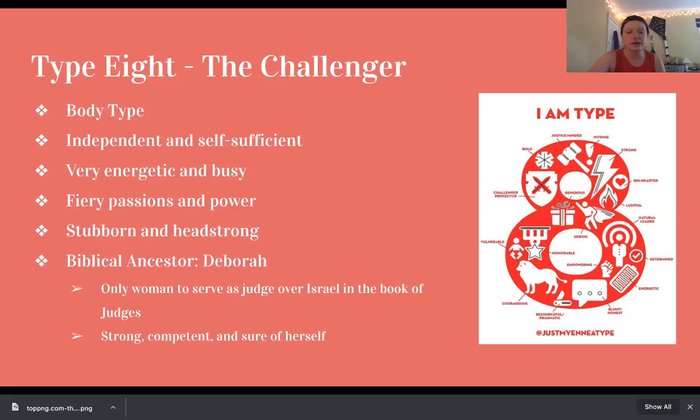And the biblical ancestor of the Challenger, type 8, was Deborah. Deborah was the only woman to serve as a judge over Israel in the book of Judges, meaning that she was challenging the way that things were, and she was very strong, competent, and sure of herself.